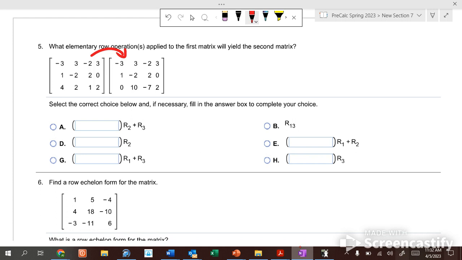So row 1, take row 2 times a number to get that. But I don't think that's any of these here. So I'm thinking the easiest way to do it is multiply that by negative 4 and add it. I think that is what does it. So if you take row 2 times negative 4, you get negative 4. And if you add it to row 3, you get 0. Negative 2 times negative 4 is positive 8, plus 2 is positive 10. That's it. That's what we must have done.